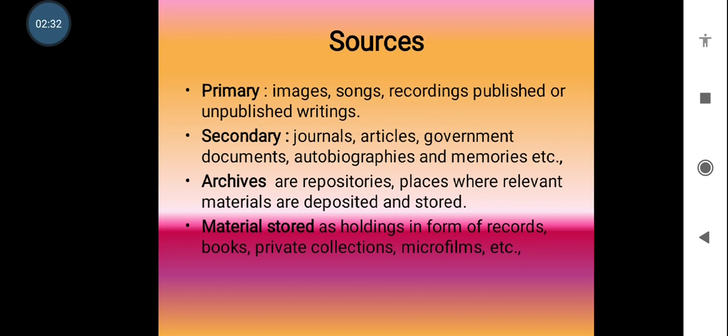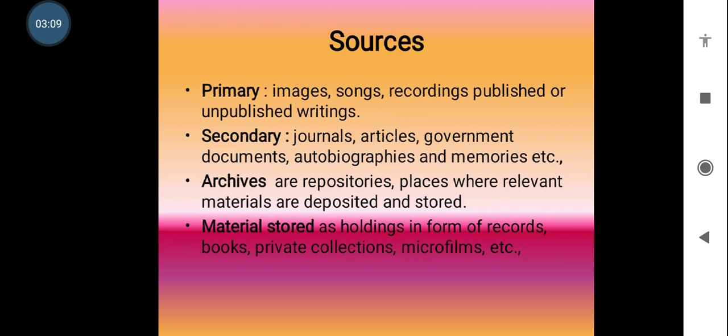Then, how do we take sources for the historical method? We take the sources in four ways: primary, secondary, archives, and materials stored. The first one is primary. The primary sources come from images, songs, recordings, and published or unpublished writings. So actually what we collect from the field is a primary source.